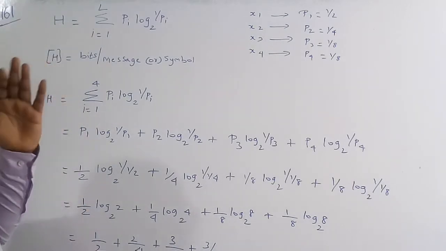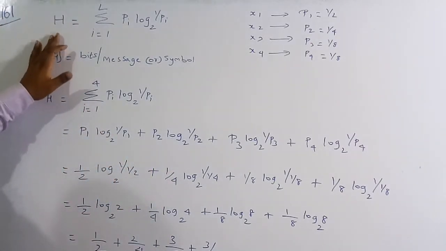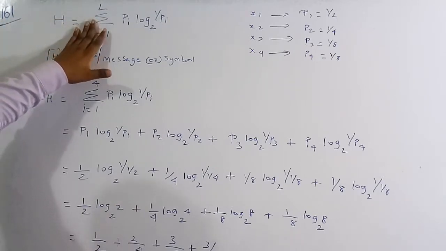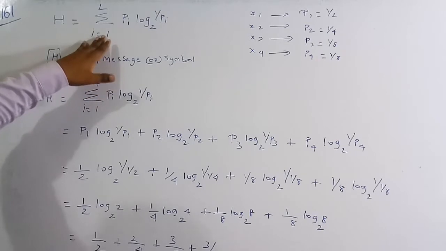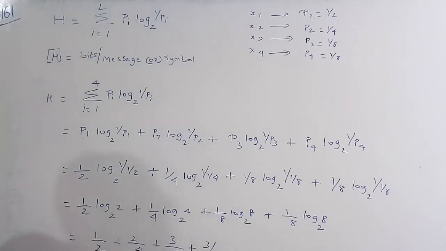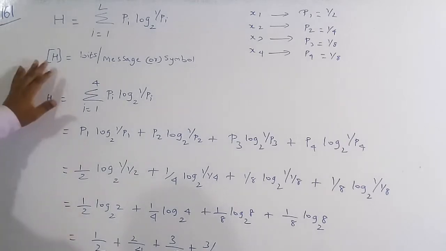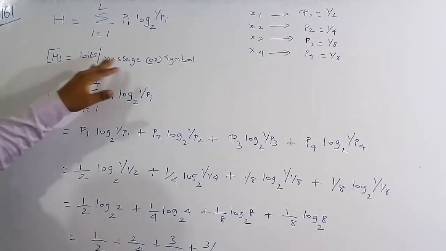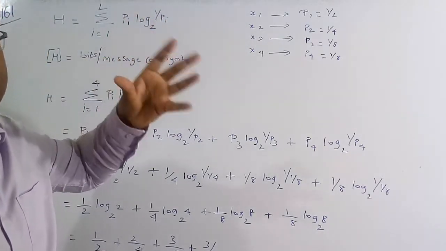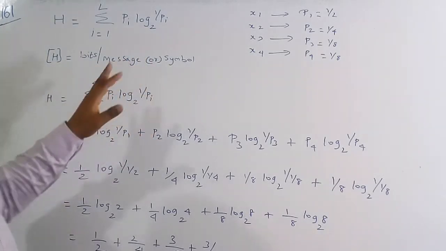The relation between the entropy and the probabilities of the symbols is: total entropy H is equal to the summation of i equal to 1 to L, where L is the number of symbols, of Pi log base 2 of 1 by Pi. This is the basic relation between the entropy and the probabilities of the symbols. The unit of the entropy is bits per message or symbol, meaning for each and every symbol how many bits we are going to represent. H tells you the number of bits per message or symbol. That is the unit of the entropy.